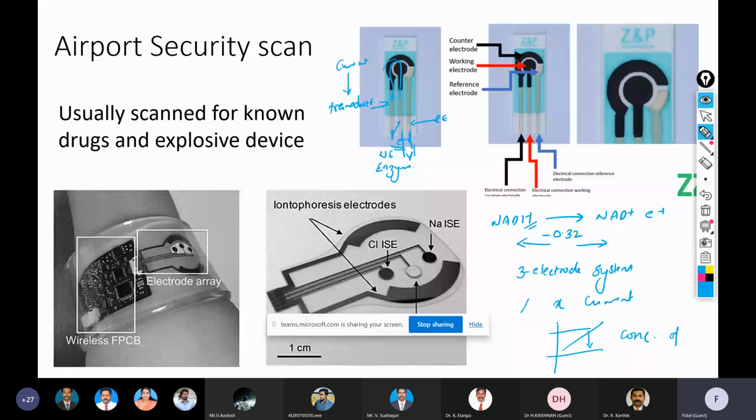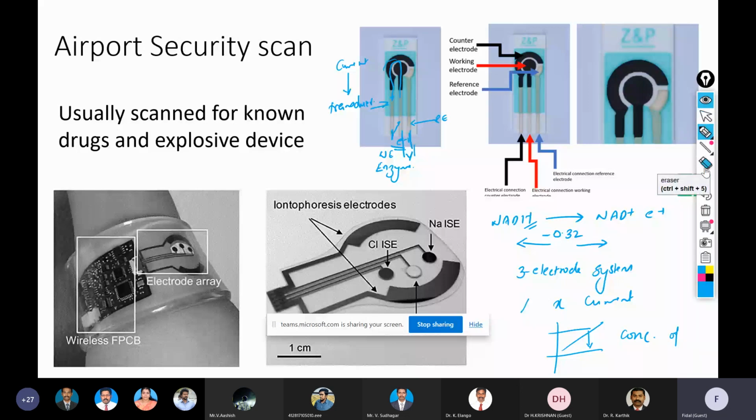Now this is slightly different. This is very commonly used for drugs, but it's not so commonly used for explosives. For explosives, they use a sophisticated technique called mass spectrometry, because explosives can be of different nature. So you can't have enzymes for each explosive.